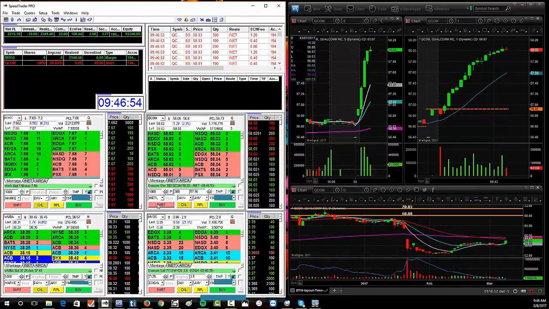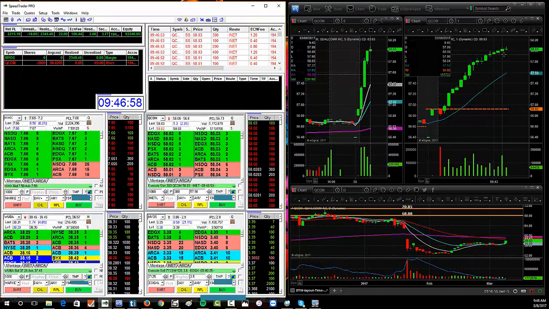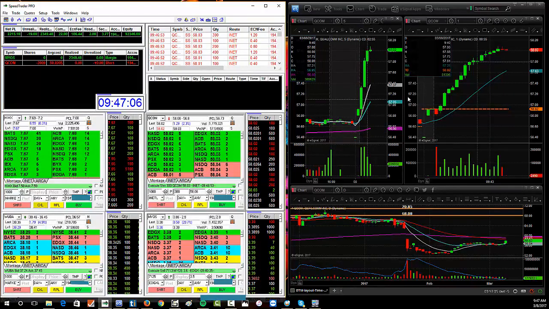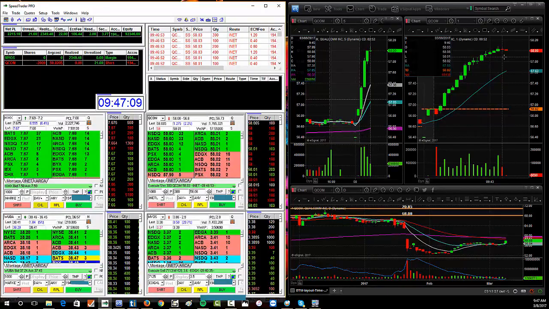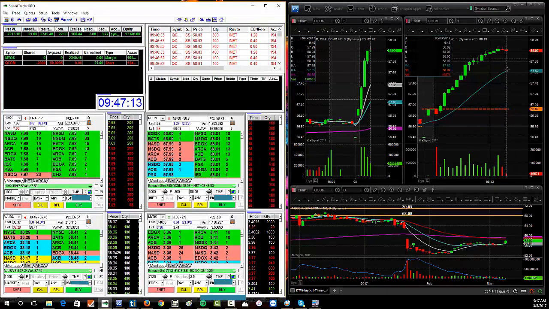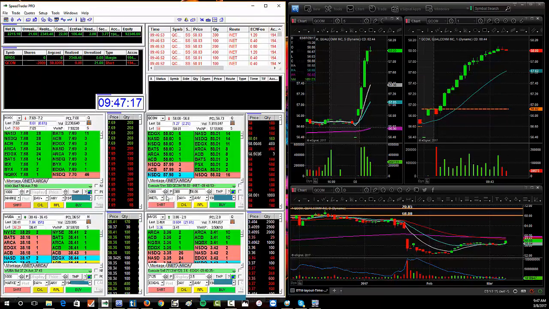I'm short at 58.02. Stop is high of day, 58.08. Looking for this candle here to break down. First candle to go red. And then the target would be, you know, potentially 57.62.